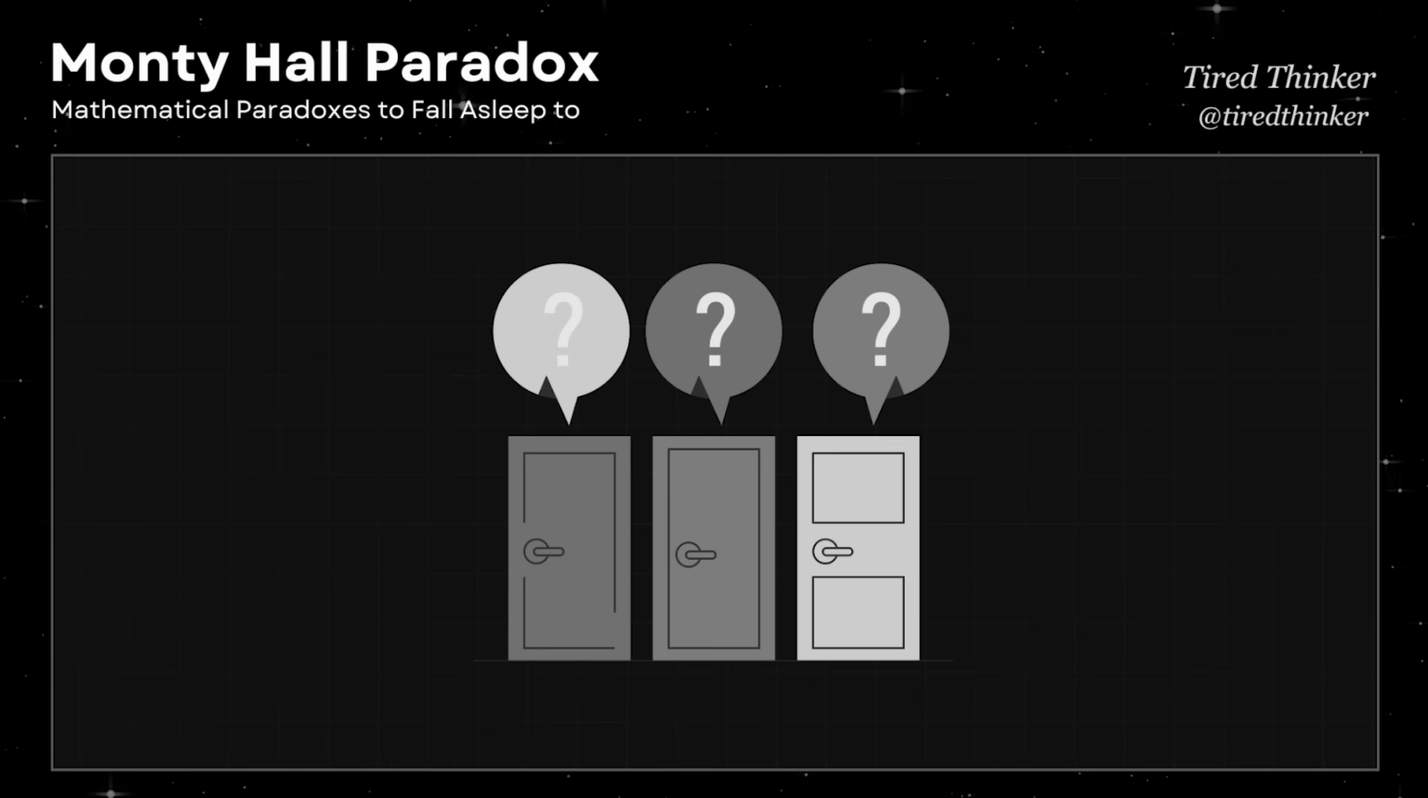They forgot that Monty does not pick his door randomly. He always picks a door with a goat. His choice is based on knowledge. That changes the probabilities. Some people still think the choice resets after Monty opens a door.